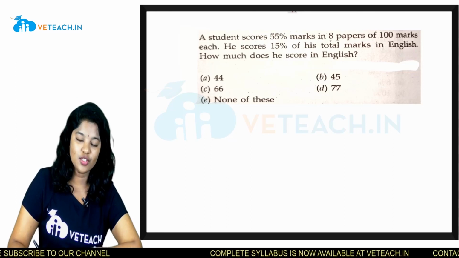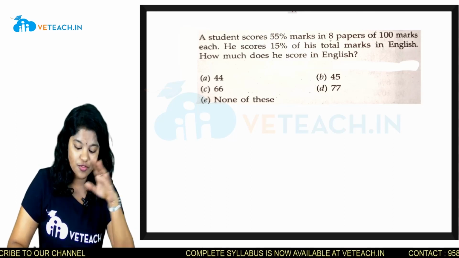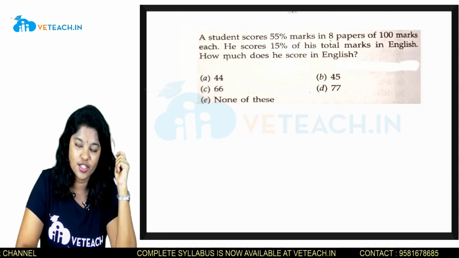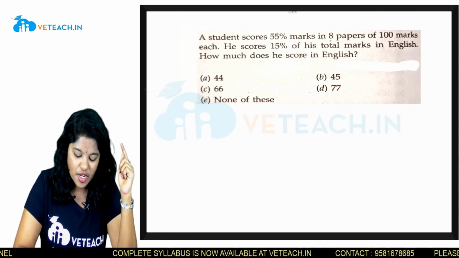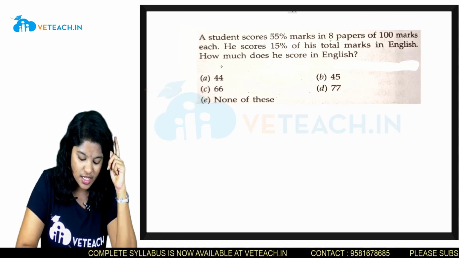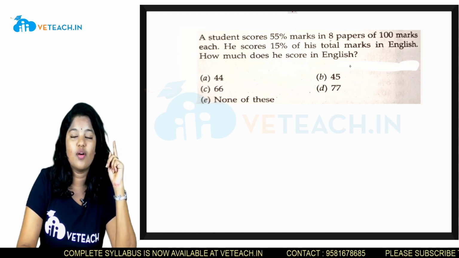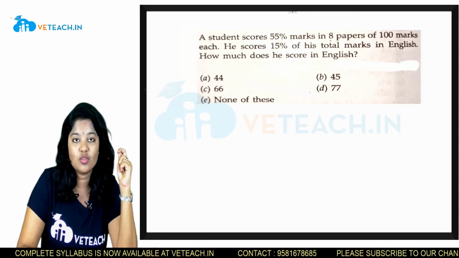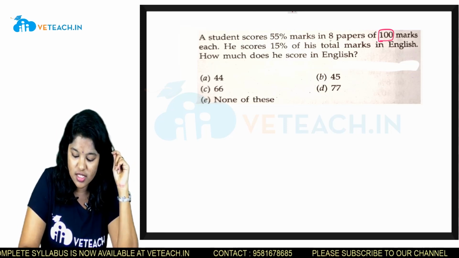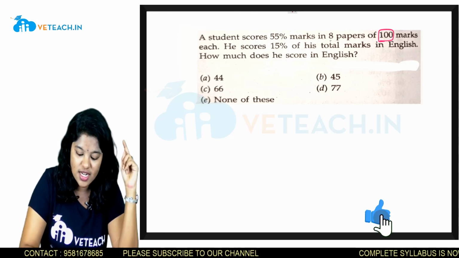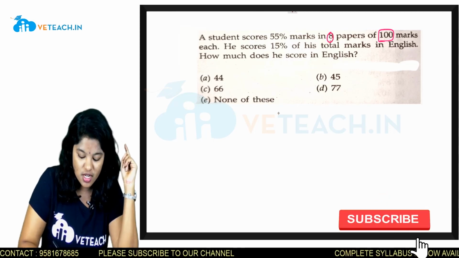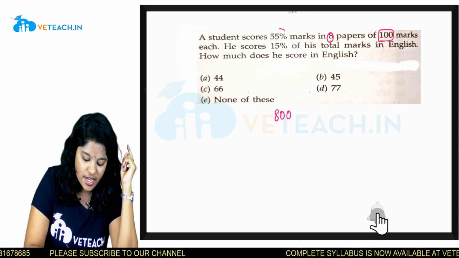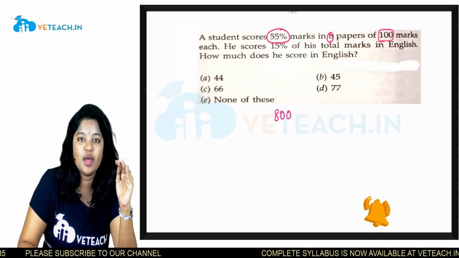Now see the next question. A student scores 55% marks in 8 papers of 100 marks each. He scores 15% of his total marks in English. How much does he score in English? Out of the total marks, how much is the total? Each paper is comprised of 100 marks and we have a total of 8 papers. So the total marks are 800. Out of this 800, he has only scored 55%.